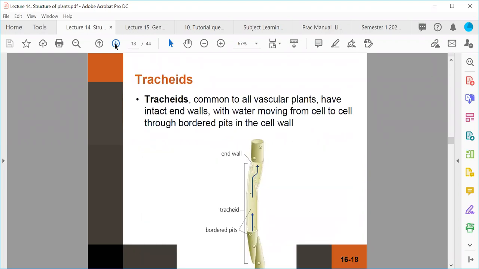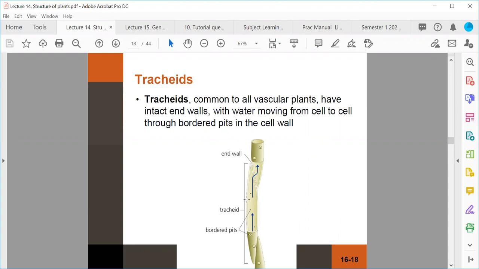So that's vessel elements. And here's the other common type of xylem cell. These are called tracheids. And tracheids are common to all vascular plants, not just flowering plants. And they differ from the vessel elements in that they have intact end walls. They're not open at each end like the vessel elements are. And the water actually moves from cell to cell through what are called bordered pits in the cell wall.